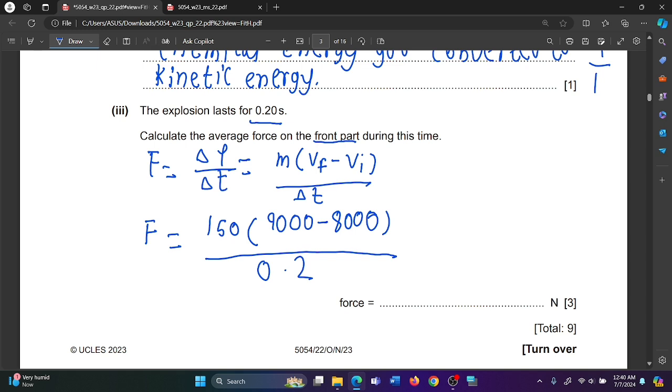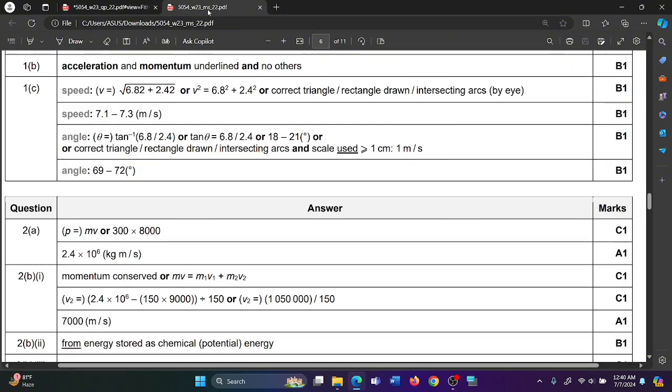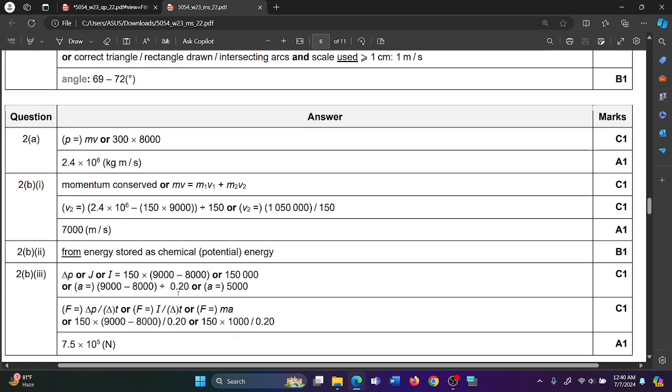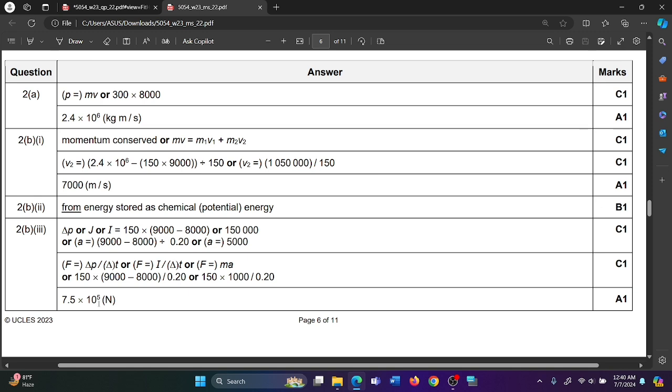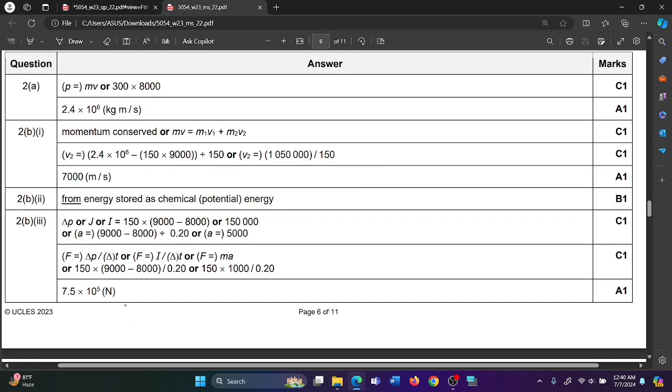Now we just need to put these values into the calculator to get the answer. 9,000 minus 8,000 multiplied by 150 by 0.2. So the average force becomes 7.5 into 10 to the power 5. In this question we are given a 2 significant figure value for the time. Thus, we put a 2 significant figure value for the force as well. So the answer becomes 7.5 into 10 to the power 5 newtons. Let's look at the mark scheme. Yes, in the mark scheme, we are also given 7.5 into 10 to the power 5 newtons. So thus, we are correct.